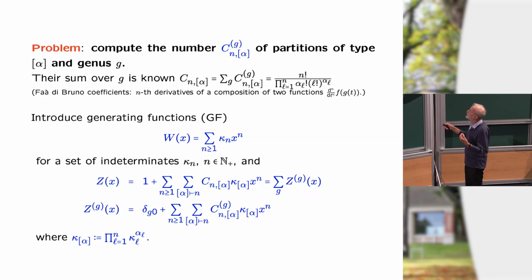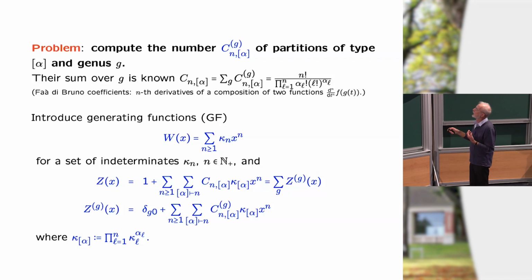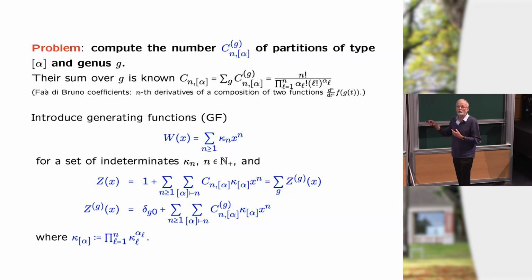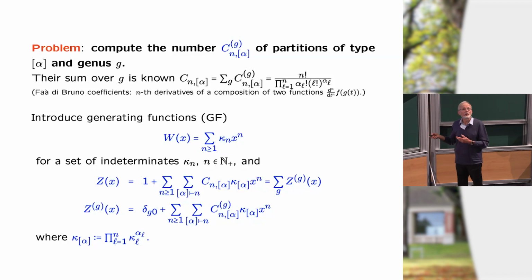In fact, the first generating function will depend on certain indeterminates, kappa_n's, and those will be associated with the vertices. So kappa_n will encode a vertex of valency n in my graph from the previous slide. And the numbers C_{g,n}(alpha) are encoded into the generating functions that I've written here.